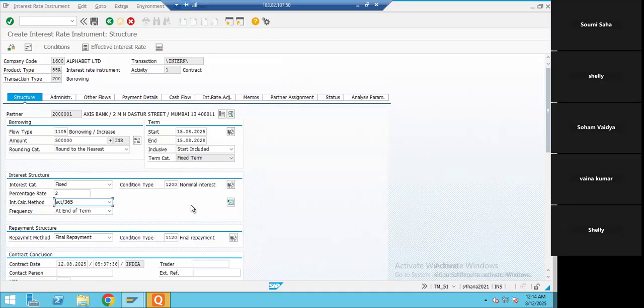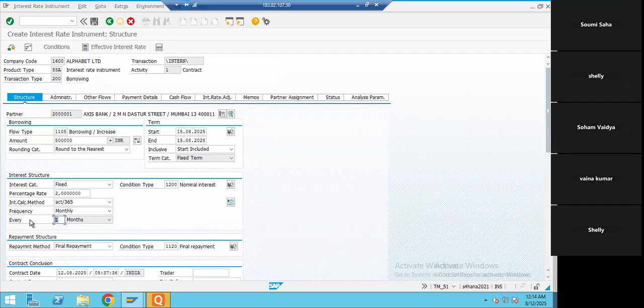SAP is so versatile, it will give you endless options to customize your interest structure. Sometimes you are going to pay interest quarterly, maybe your interest is due quarterly, monthly, whatsoever. So here you can make it a quarterly interest, or you can say a 4 monthly interest, or a half yearly. According to this, your interest payment will keep on changing.